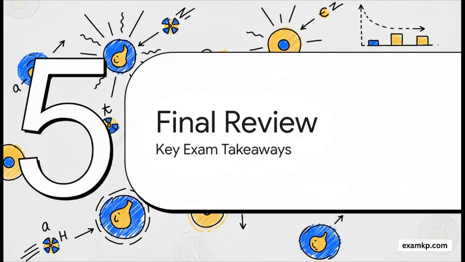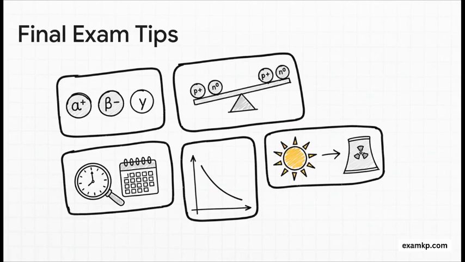Whew, we have covered a lot of ground. So before we wrap this up, let's do a super quick final review of the absolute must-know points to lock in for exam day. Okay, here's the final checklist. First, know those radiation charges cold. Alpha is +2, beta is -1, gamma is 0.